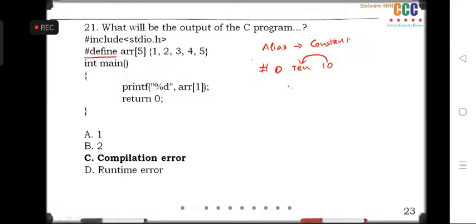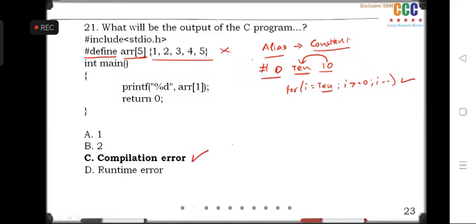So that I can write for I equals 10, I greater than or equal to 0, I minus minus. Valid now. Why? 10 is given as a constant name. Hash defines are used to assign alias names to constants only. It may be a string constant, integer constant, floating constant. But here it is a structure. A list of values cannot be assigned as array of 5. This is invalid. So it is compilation error. Very good, Yashashwini. Exactly, absolutely the fine answer.